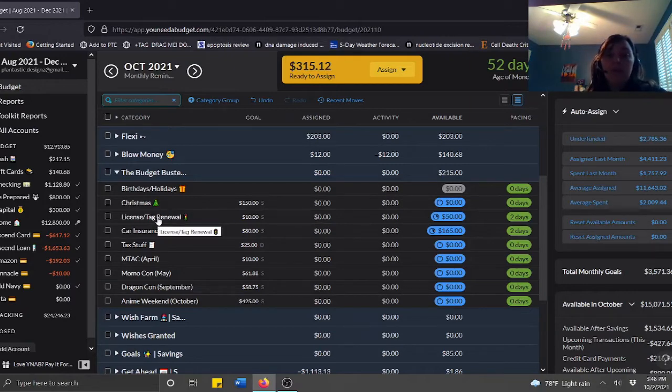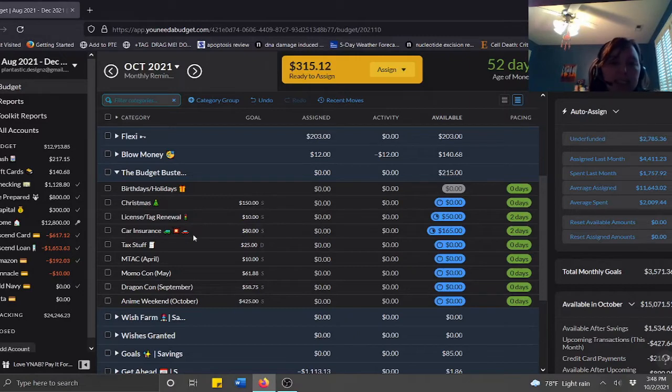license and tag renewal. So I always tend to forget about that when I have to get my license renewed, or like the plates, or whenever I have to get my driver's license renewed. I don't even remember when that is. But I will have the money set aside for that whenever that happens.